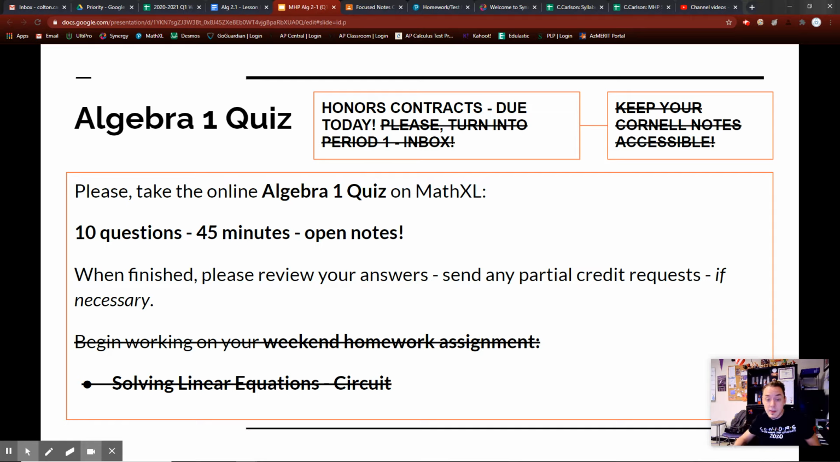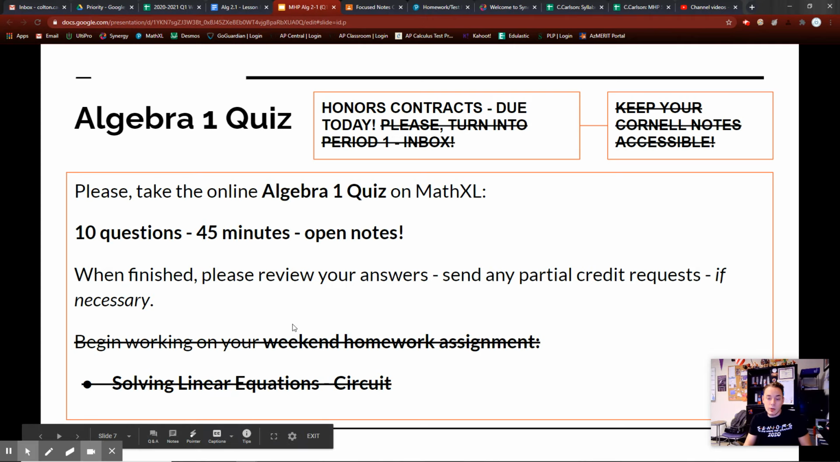But yes, send me any partial credit requests if necessary. You don't have to send them to me, but you can if you want. Let's just say you put a negative where it's not supposed to be. You put a 5x instead of a 5y or something. I don't know. Parentheses, brackets, stuff like that. You can definitely email me, and I can help you.